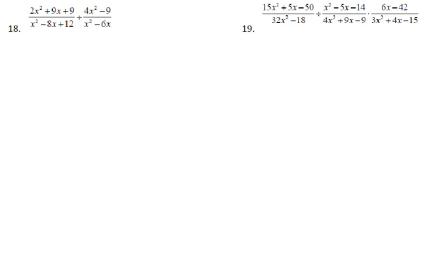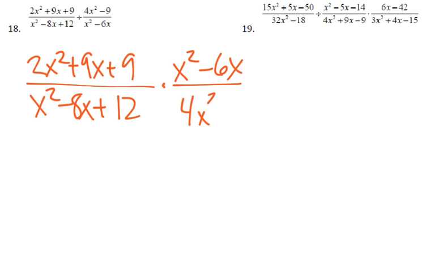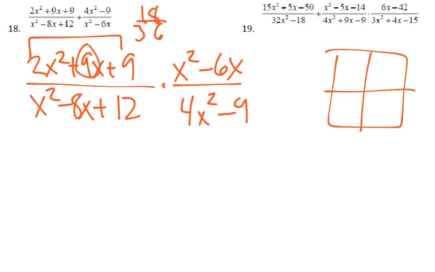Alrighty. Then a division problem. So we flip it. So 2x squared plus 9x plus 9 over x squared minus 8x plus 12 times x squared minus 6x over 4x squared minus 9. So this would give us 18, factors of 18 that add up to 9, 3 and 6. So we've got 9, 3x, 6x, 2x squared.